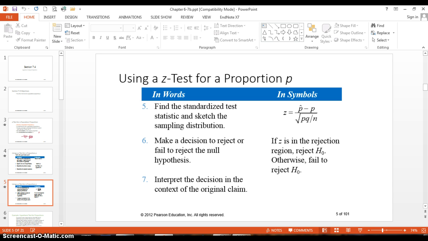And same as before with the means test, the alternative approach to this is comparing p-values to alpha. The graphing calculator will give you the p-value of the hypothesis test, and if you want to compare that p-value to the alpha level and do it that way, that's totally acceptable.